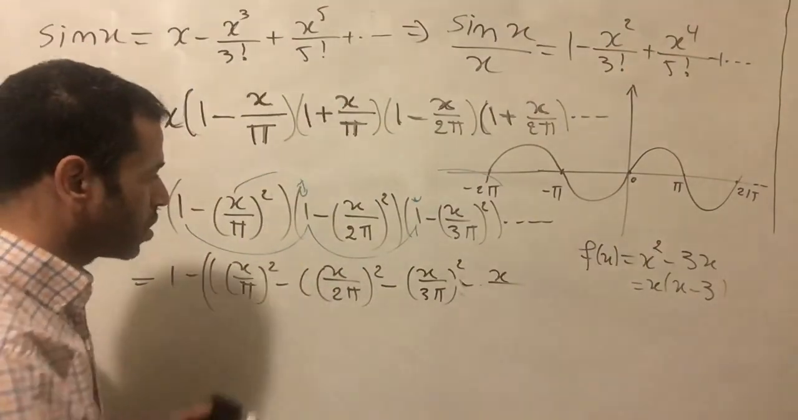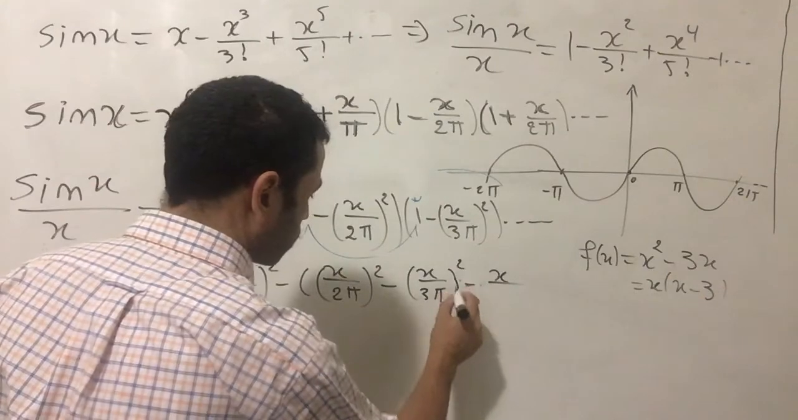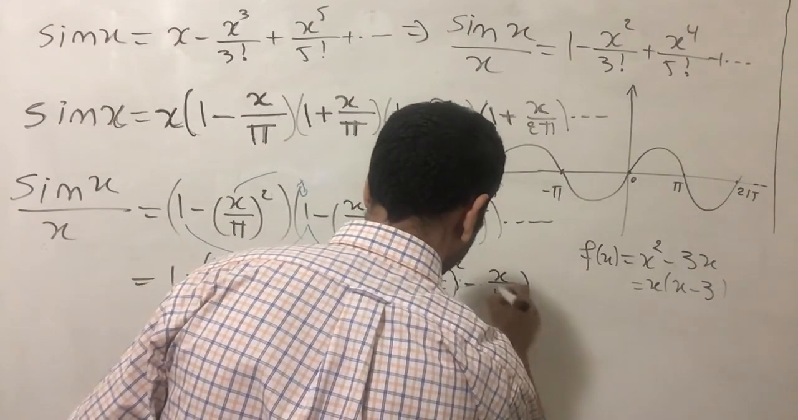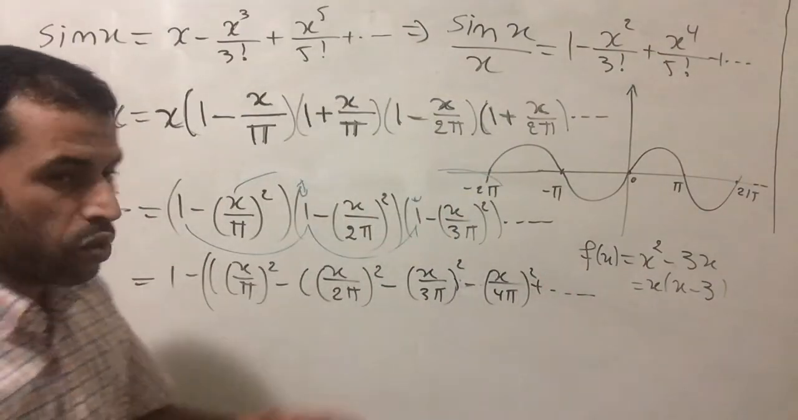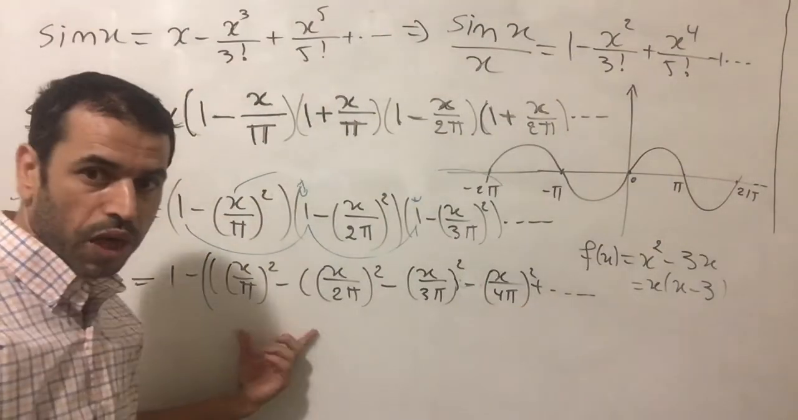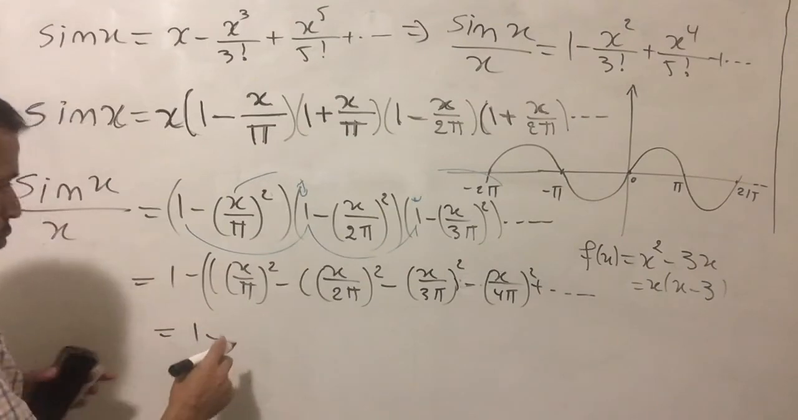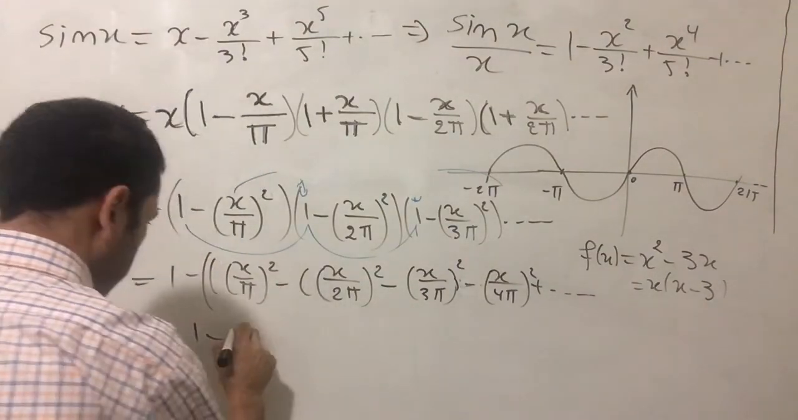The same thing happened here. So x over 4 pi squared and all the way down. I don't care about the other numbers because I don't need them. I need only this term. I need only this sum. So now I'm going to multiply by x squared and pi squared at the same time.